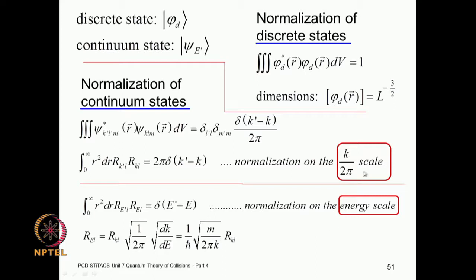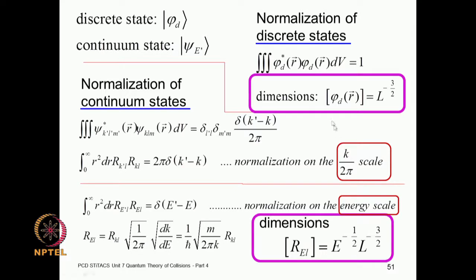And if you normalize them on the energy scale, then the dimension of the functions would be E to the minus half L to the minus 3 by 2. So mind you, the dimensions of the discrete states and the dimension of the continuum states are different because of how we have chosen the normalization. So these dimensions are different, and that is something that you must keep in mind.